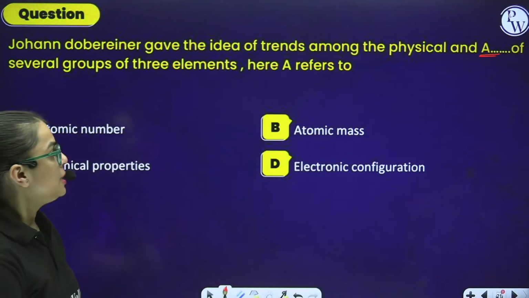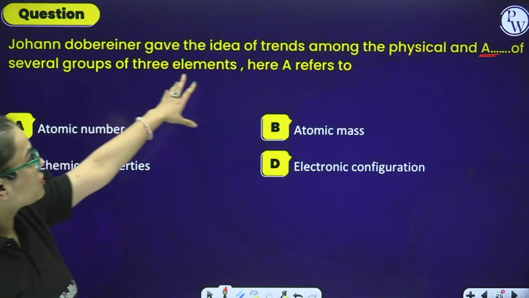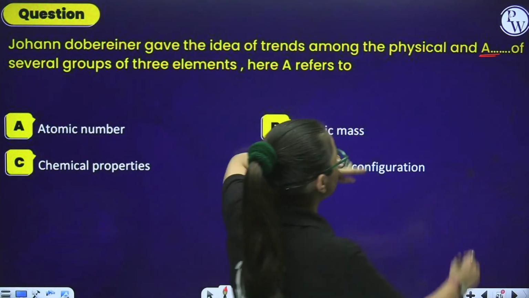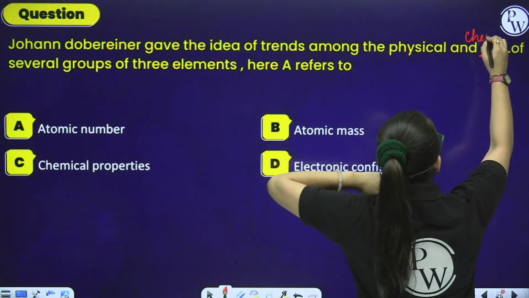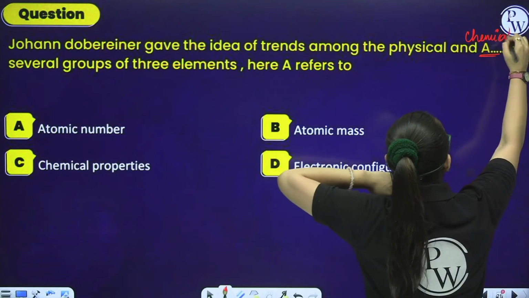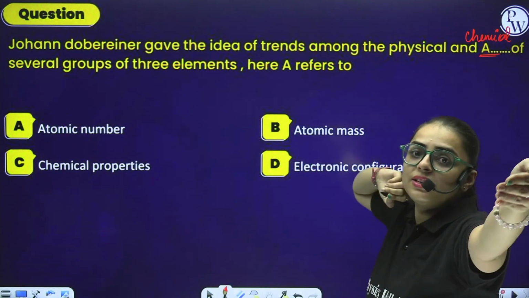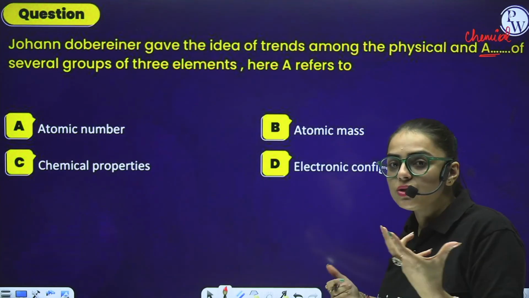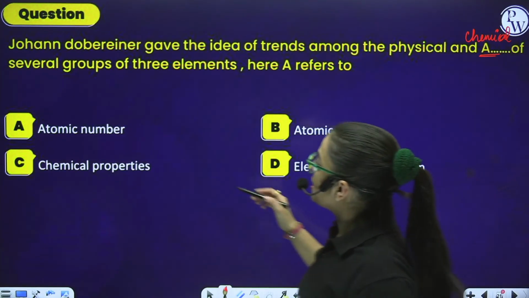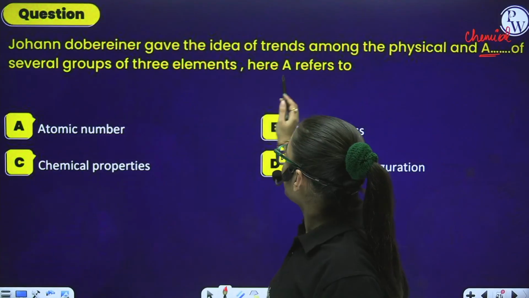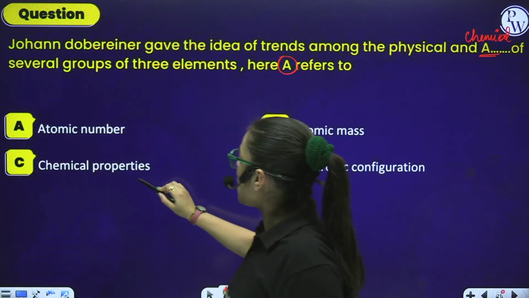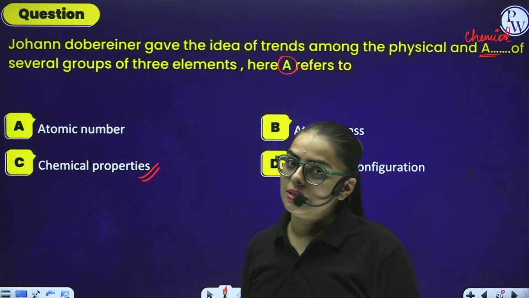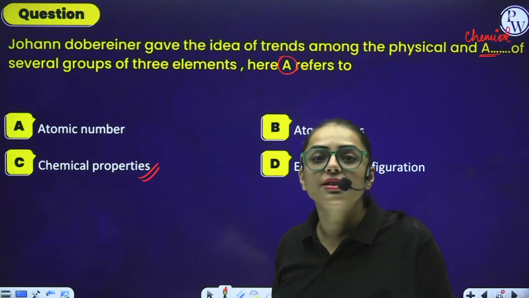Direct question. John Dobereiner gave the idea of trends among the physical and chemical properties of several groups of three elements. Do you remember? This is from NCERT highlights. Now only we have read NCERT lines. See how questions are asked. Now you know how they ask questions, right? Here A refers to chemical properties. They are not asking on which idea it is based on.